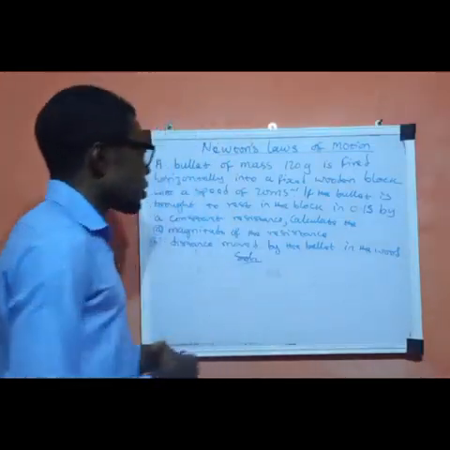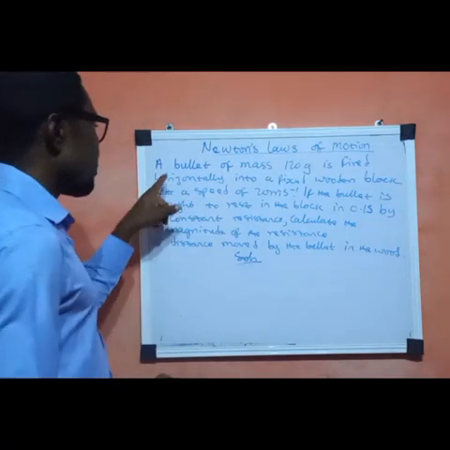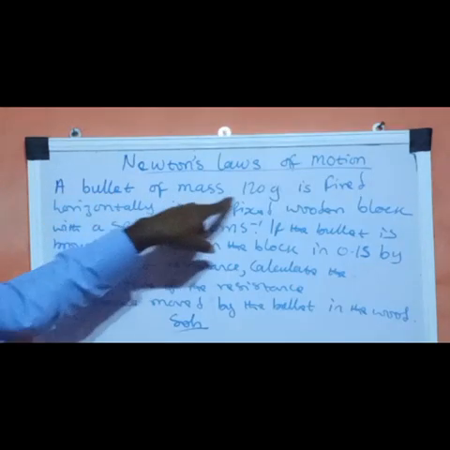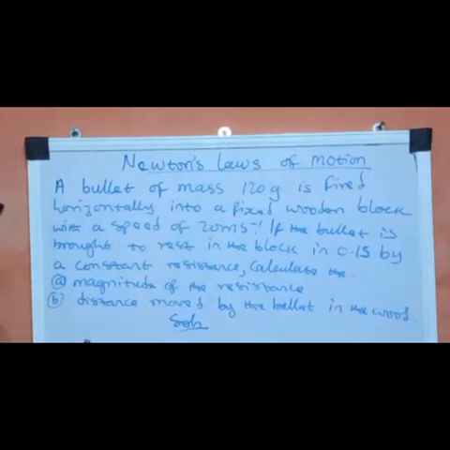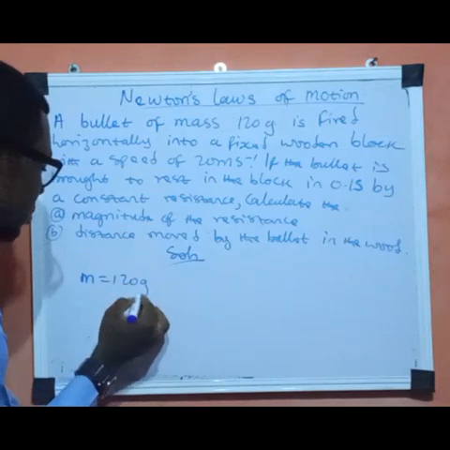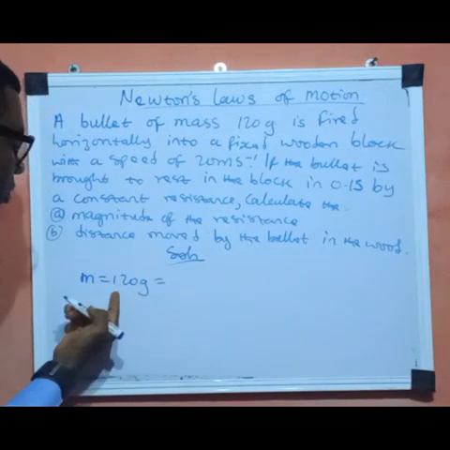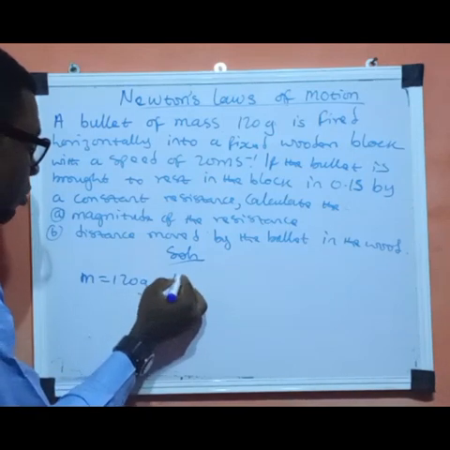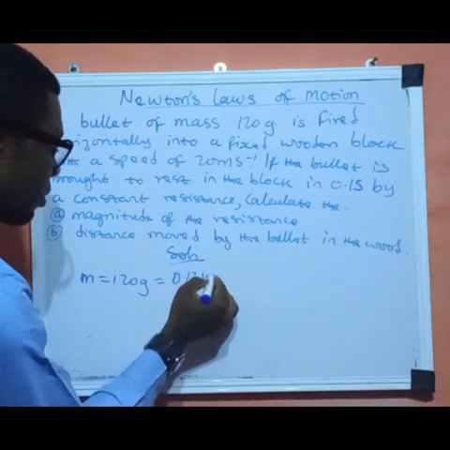So let's look at this question under this law. It states that a bullet of mass 120 gram. I always advise we list our parameters. Mass M is 120 gram, which is converted to kilogram. You divide by 1000, you have 0.12 kilogram.